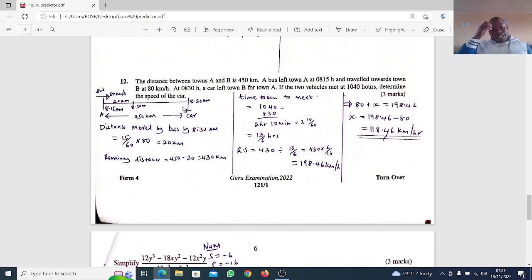So we need to know the time taken to meet from 8:30. It is the time they met, 10:40 minus 8:30, which gives you 2 hours 10 minutes, which is the same as 130/60 in terms of hours, that is 13/6. 6 times 2 is 12 plus 1 is 13/6 hours.